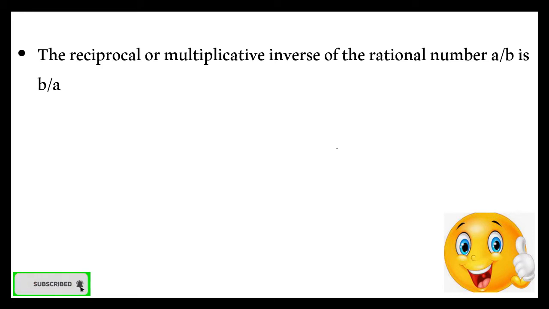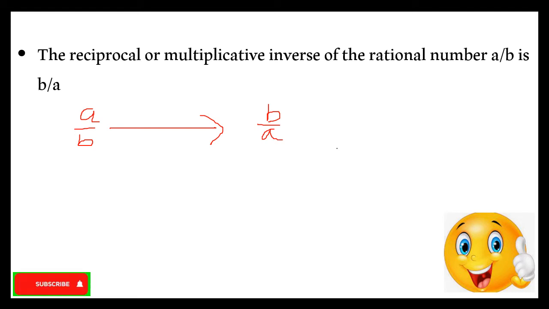The reciprocal or multiplicative inverse of the rational number A upon B is B upon A. So if you have any rational number that is A upon B and you find the multiplicative inverse or reciprocal of it, it is B upon A. What is the reciprocal of 7 upon 8? This is 8 upon 7.